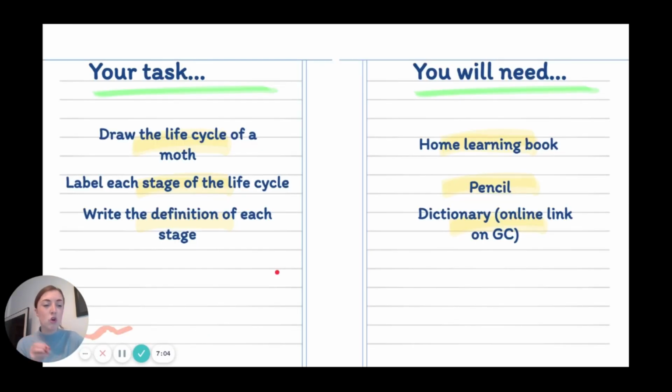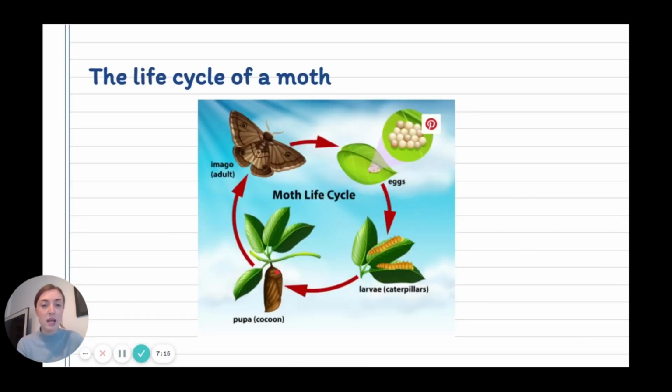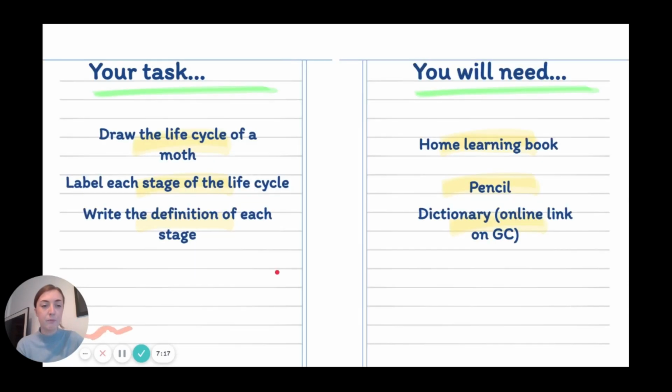So today we're going to make sure we really understand that life cycle as it may be important for our story. The first thing you're going to do is draw the life cycle of a moth. So just like it is shown here, you're going to draw out the life cycle. Then I want you to label each stage of the life cycle with what it is. So the first stage is eggs, and then second, third, and fourth. When you have done that, I want you to use your dictionary or the online dictionary to write what each stage means. So what is an egg? What is a pupa? What is larva? Tell me what each stage means.